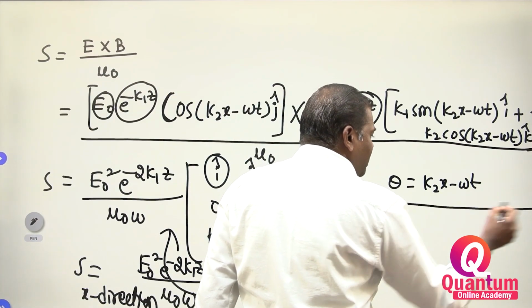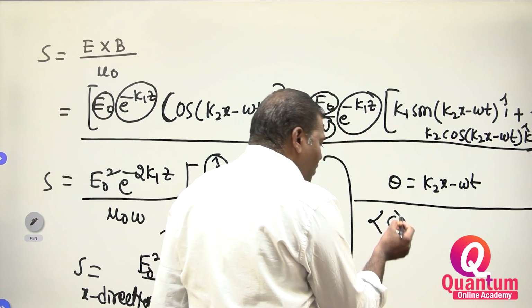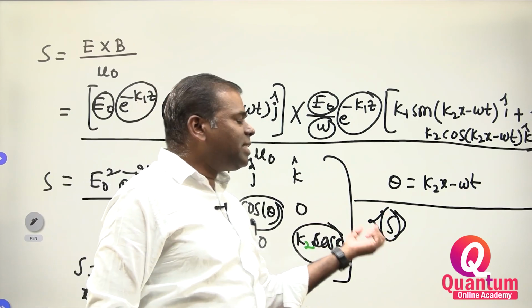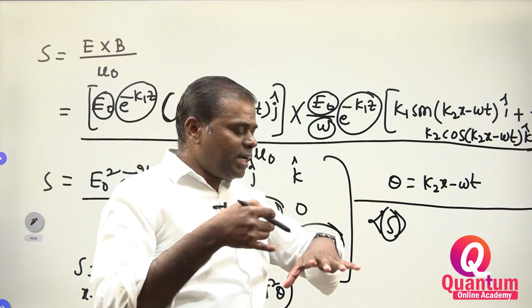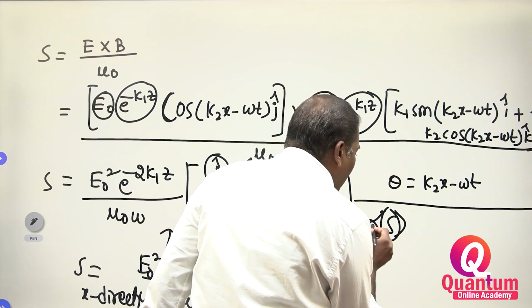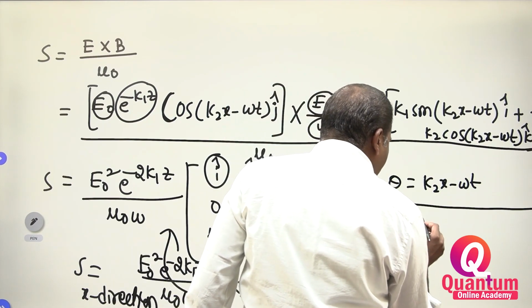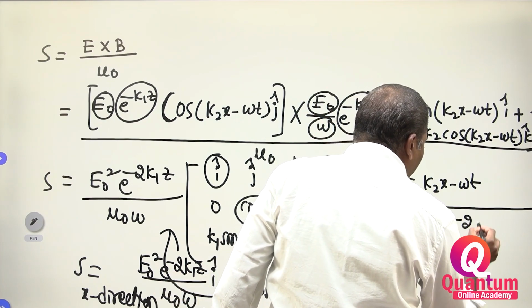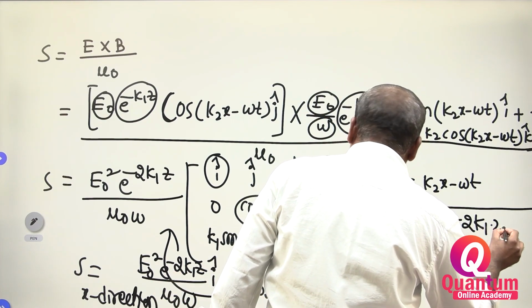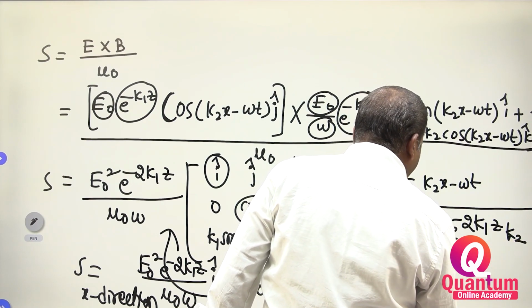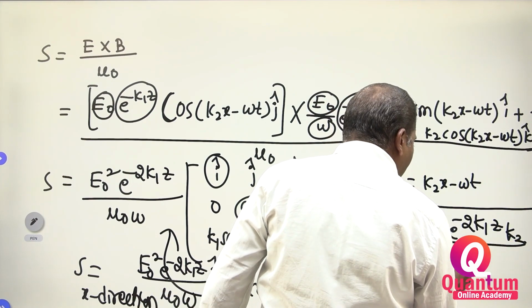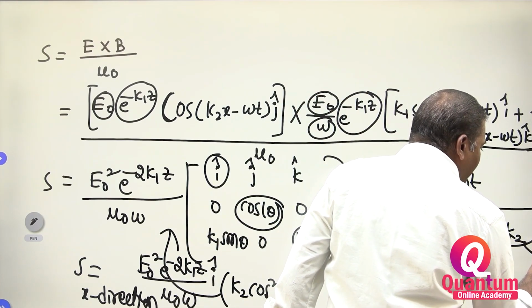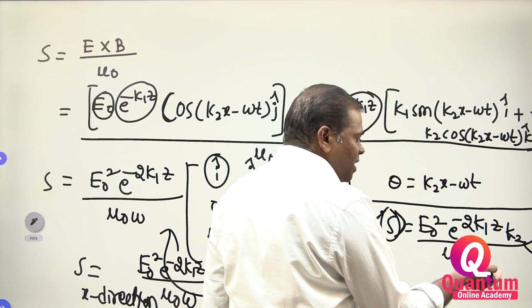But what are they asking? The average energy flow. The Poynting vector is nothing but the energy flow. What is the average energy flow? You have to take the average of the Poynting vector: E naught square e to the power of minus 2k1z into k2 divided by mu naught omega. The average of cos square theta is equal to 1 by 2.